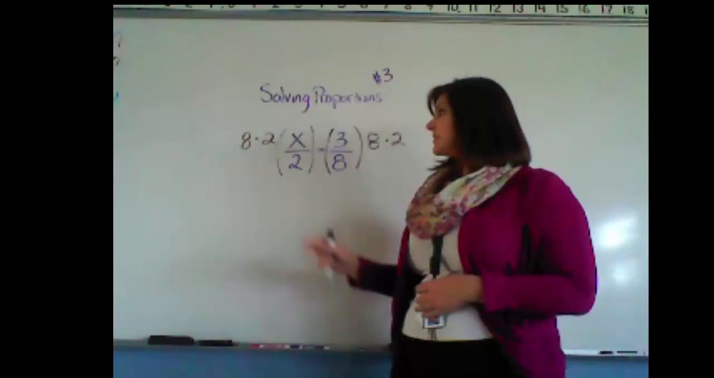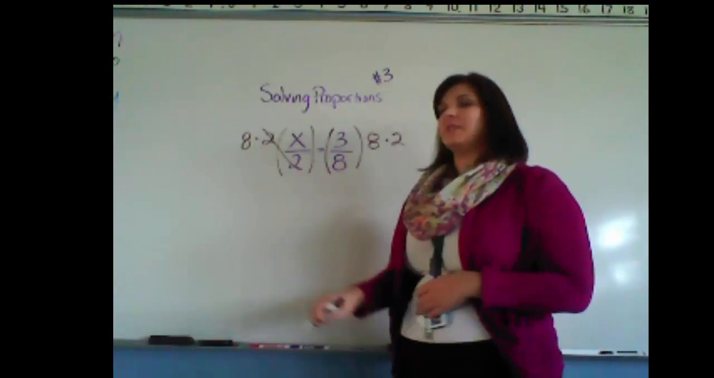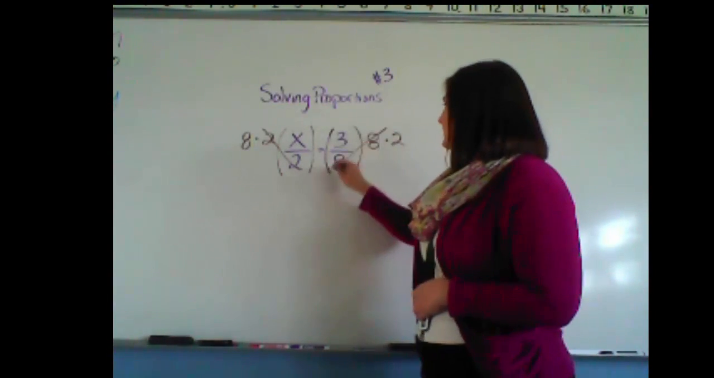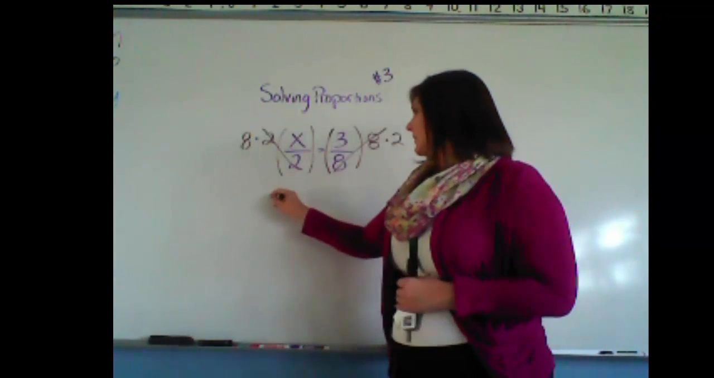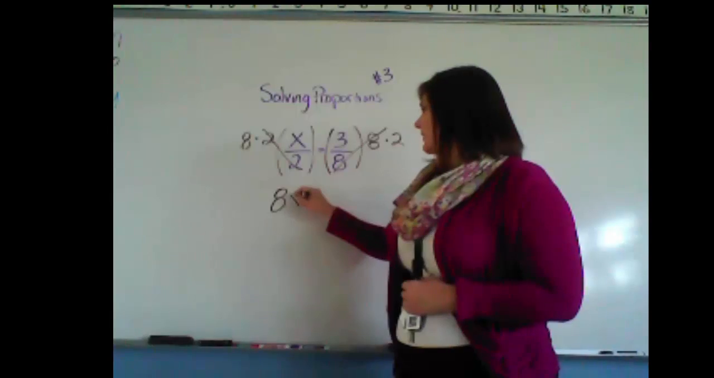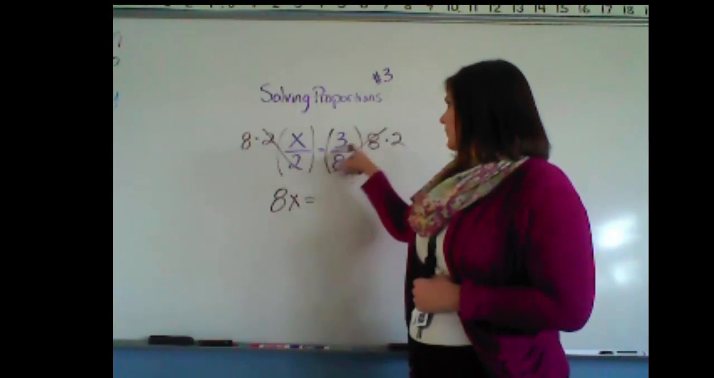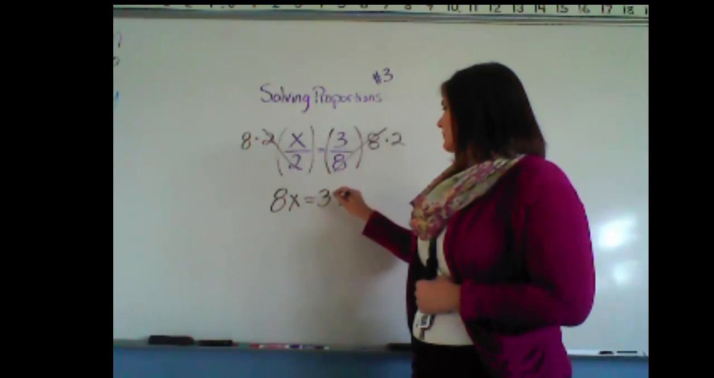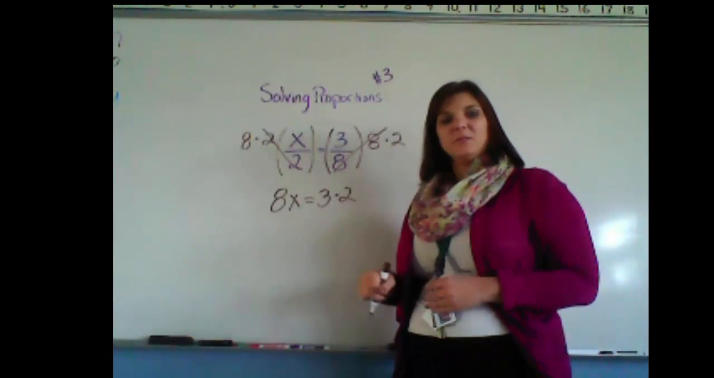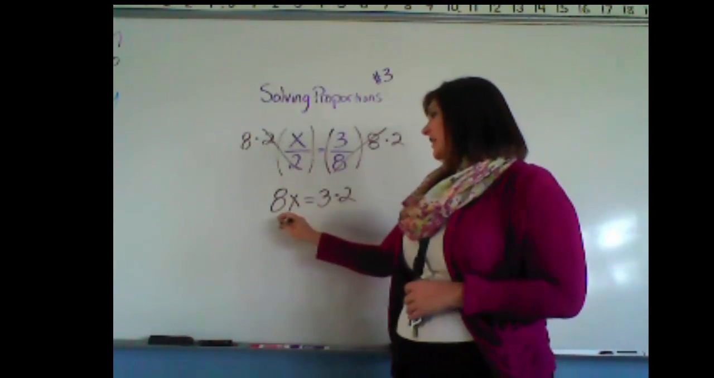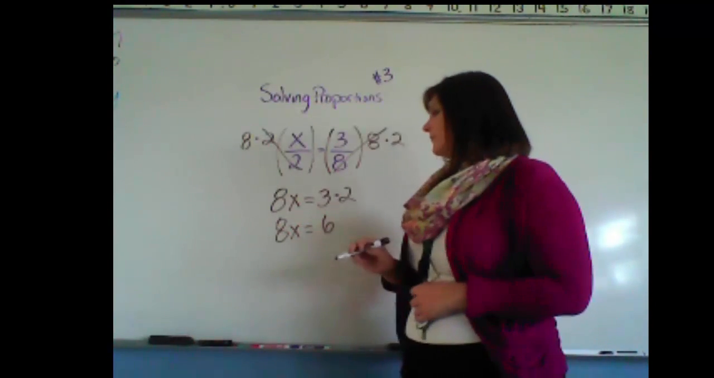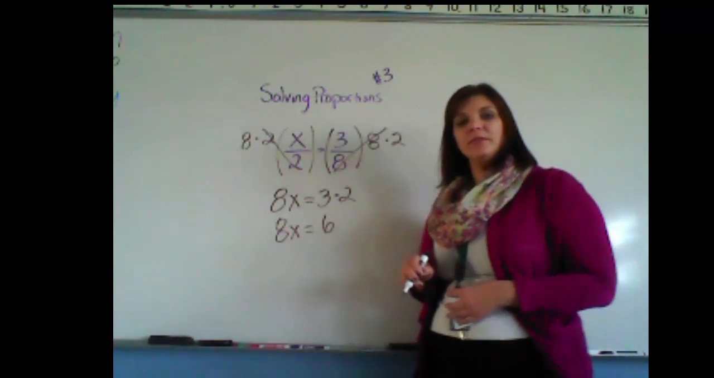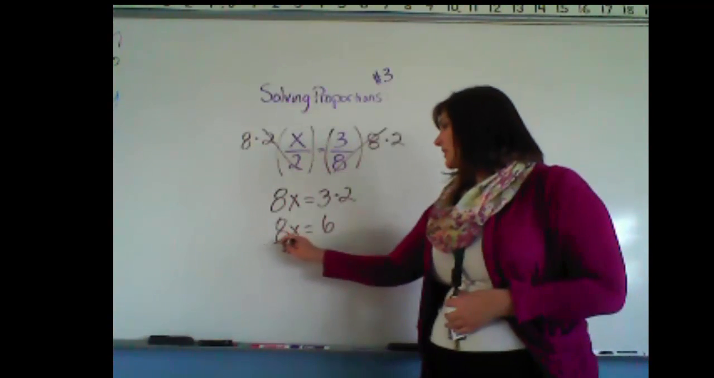What happens is we actually are creating equivalences of 1 on both sides, and what we're left with are 8 times x. So we get 8x equals 3 times 2, and now we can start simplifying. Again, we've got 8 times x, which is just 8x, equals 6. Now one more step to solve. To get x by itself, I divide both sides by 8.